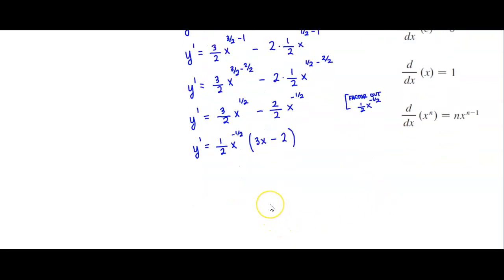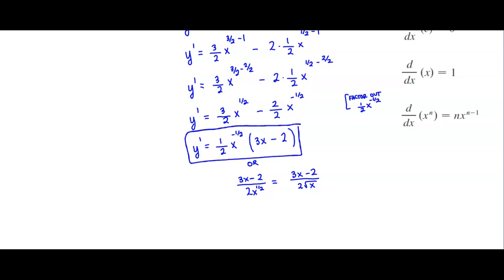Or we can rewrite this in another way. In the numerator we have 3x minus 2, divided by 2x to the positive 1/2, which is equal to 3x minus 2 over 2 times the square root of x. So we can say that y prime is either this or this result.